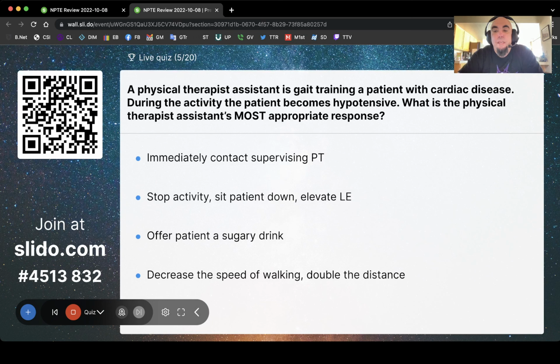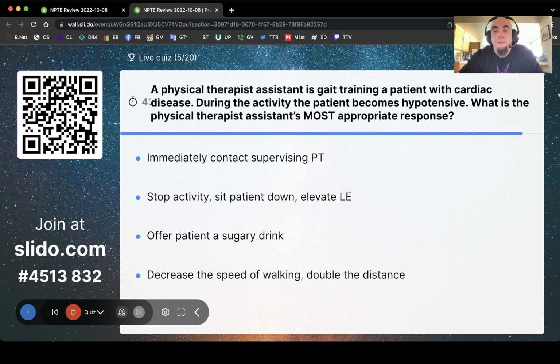A PTA is gait training a patient with cardiac disease. During the activity, the patient becomes hypotensive. What is the physical therapist's most appropriate response? Immediately contact the supervising PT. Stop activity, sit the patient down, elevate the lower extremity. Offer the patient a sugary drink. Or decrease the speed of walking and double the distance.